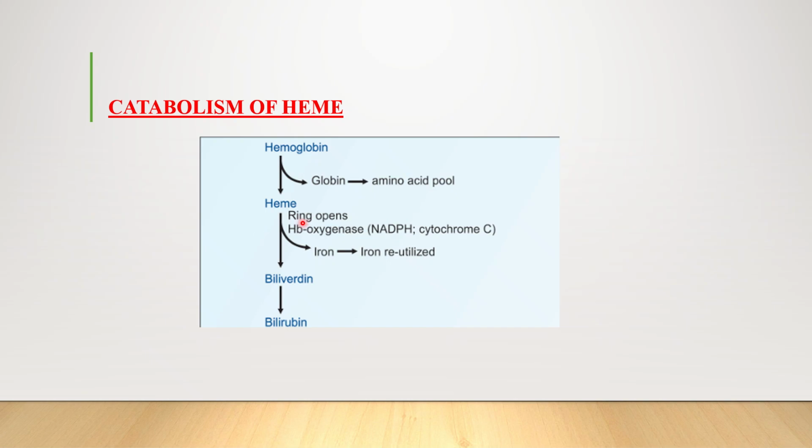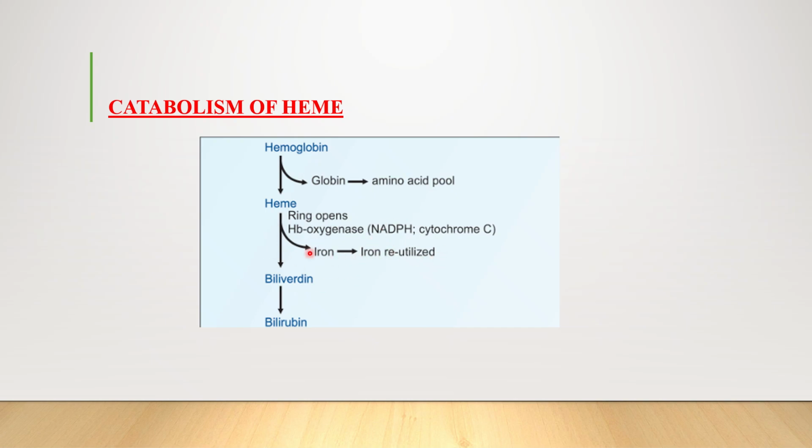Heme is a ring structure. It is a porphyrin ring structure, right? Now, there is an enzyme called heme oxygenase, and that will open the ring structure of heme, and it will release the iron. Now, what happens to the iron? Iron is released and it is reused by the body. So iron is recycled here.